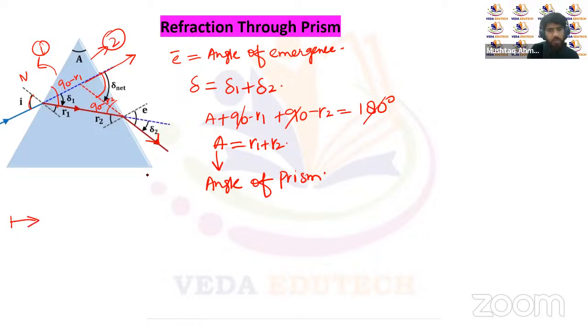Now let's talk about the net deviation. If this is angle I, and this has to be angle I as well, then the first deviation, delta 1, will be equal to I minus R1. And the second deviation, delta 2, will be equal to E minus R2. This will be the second deviation.